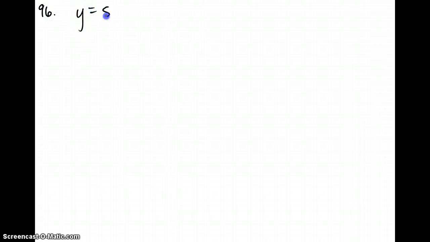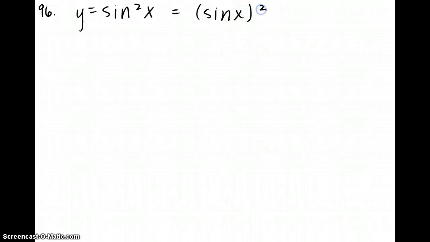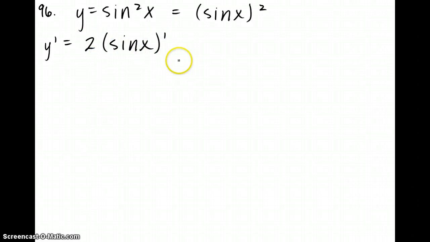96, y equals sine squared of x. Again, find the second derivative. I'm going to rewrite this function as sine of x quantity squared. First derivative using the chain rule. Bring the 2 out front, subtract 1 from the original. Derivative of sine is cosine of x.